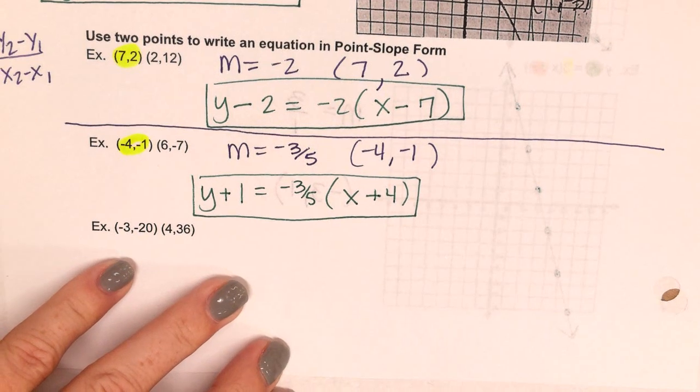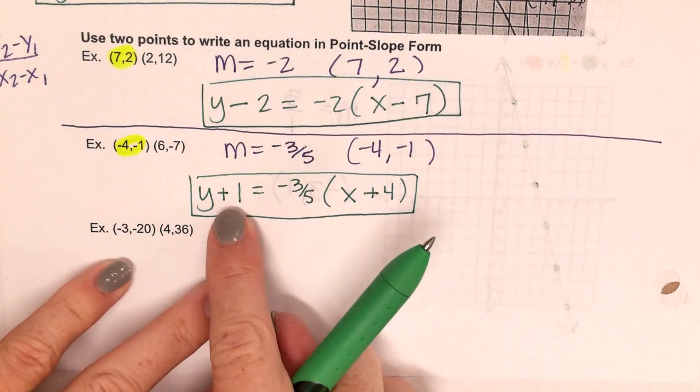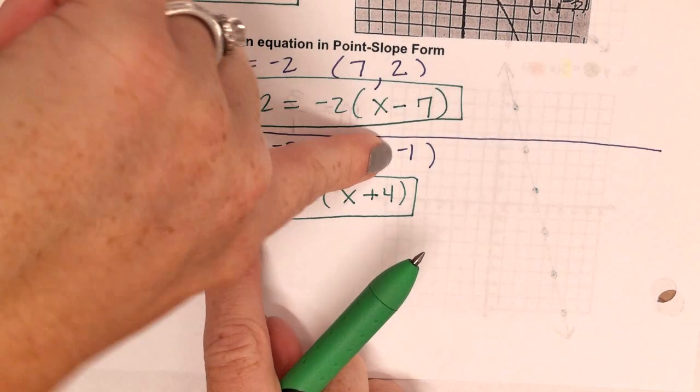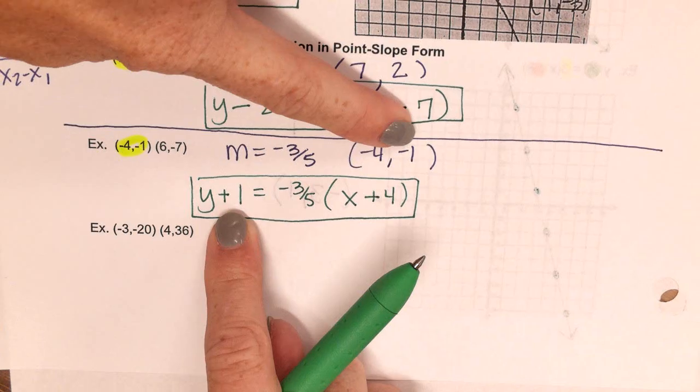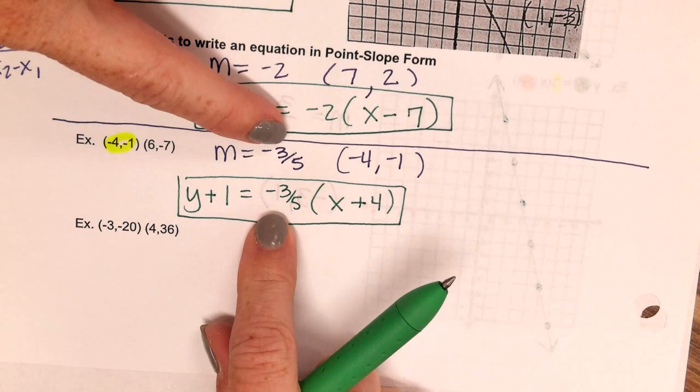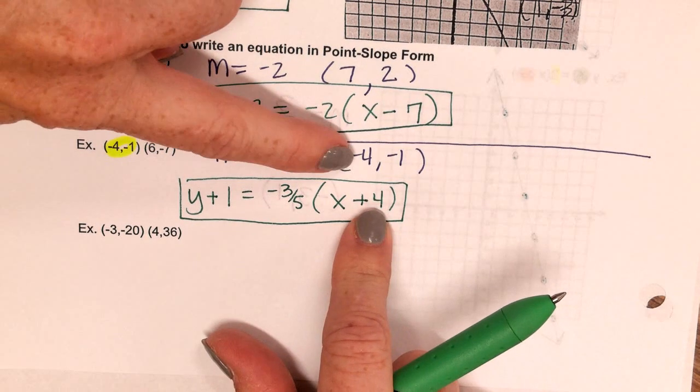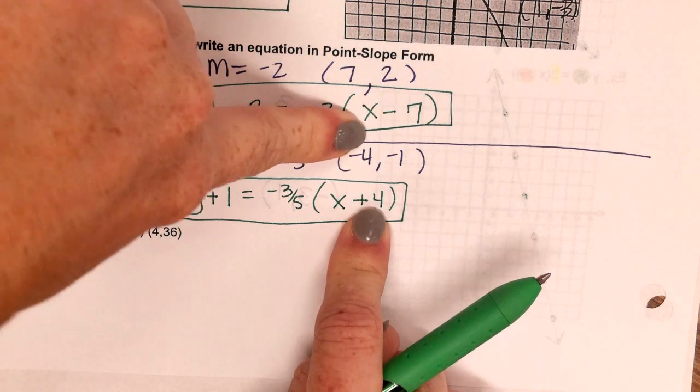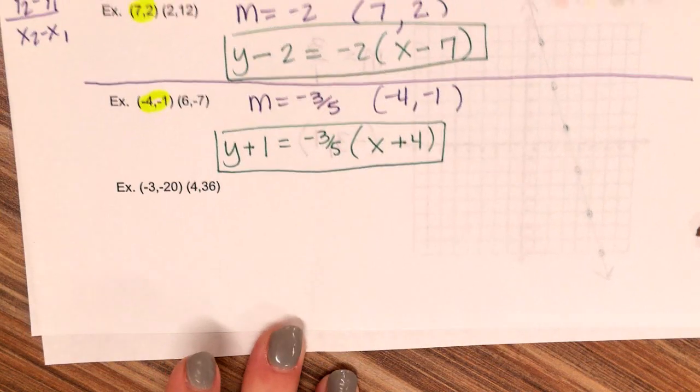Okay, check yourself and ask yourself if you did it right. Is this the opposite of the y value? I'm covering it up. Yes. Is my slope the same? Yes. Is this the opposite of the x value? Yes. All right, try the last one on your own.